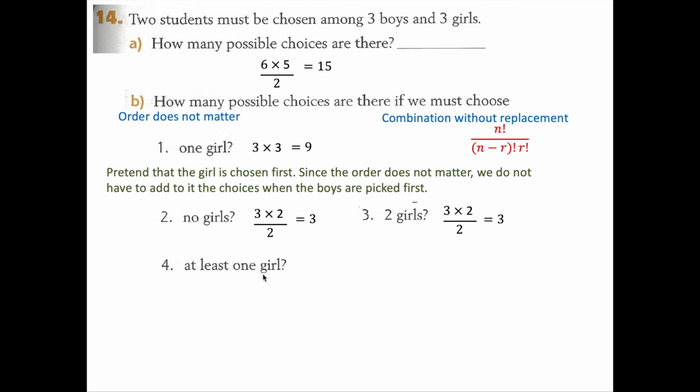At least 1 girl. What if it was all boys? If there were no girls? Now we know there's 3 ways of picking no girls, and we know there's 15 ways of picking the students. So our total omega, there's 15 different ways. If there were no girls, there would be 3 ways of doing that. So we just have to remove the 3 ways of doing that from our 15. So 15 take away 3 would be 12. So there are 12 ways of picking at least 1 girl.